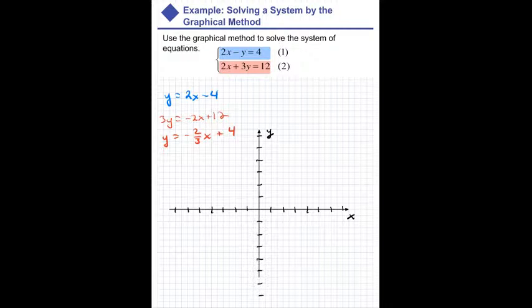Let's label this. So this is like 1, 2, 3, 4, 5, 6, 7. 2, 3, 4, 5, 6. 4, 5, 6, 7. This is the origin. 2, 3, 4, 5. These are negative values. Okay. Check the time.